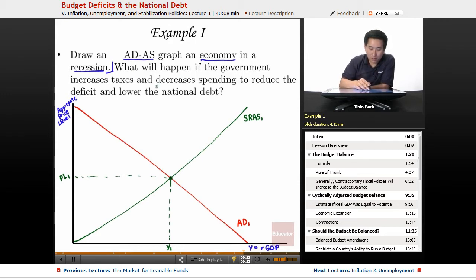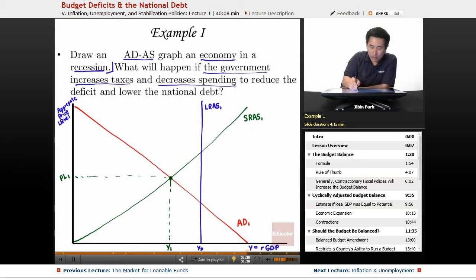What will happen if the government increases taxes? Keep in mind it's in a recession, so the potential output is greater than the current output. The long run aggregate supply curve is going to be a vertical line to the right of Y1, labeled YP, and this is LRAS1. So you're in this recessionary gap. What will happen if the government increases taxes and decreases spending to reduce the deficit and lower the national debt?